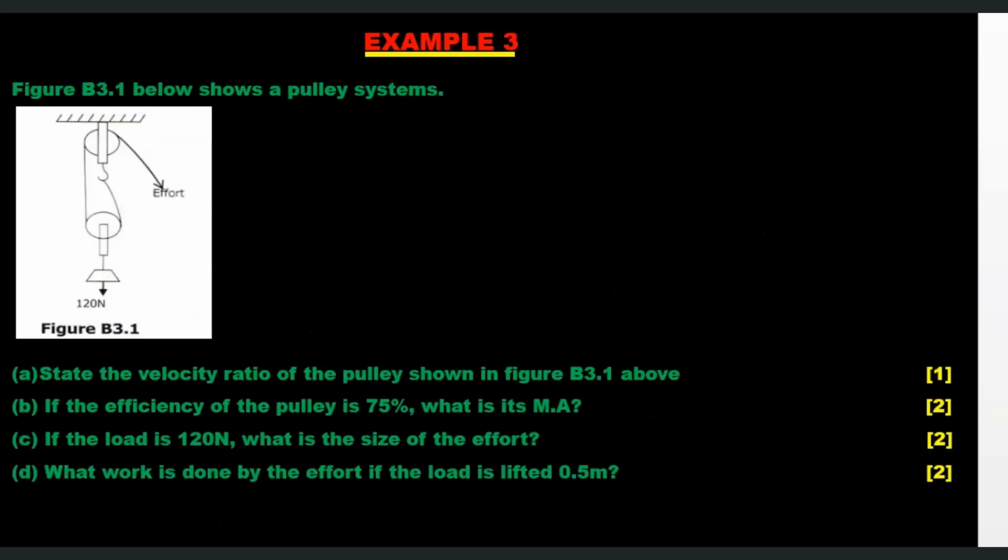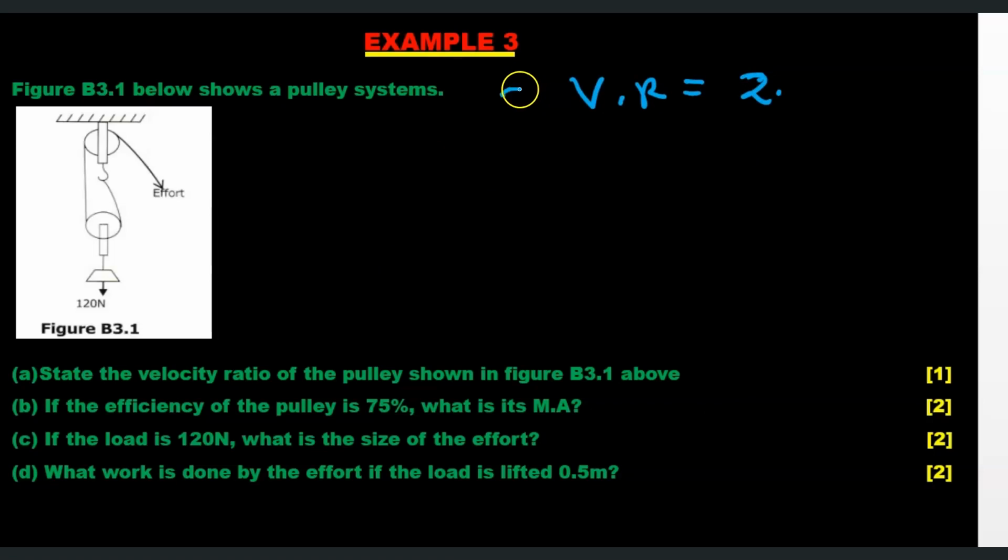Let us look at this example as the final example that we are going to look at. Figure B3.1 below shows a pulley system. The first question is: state the velocity ratio of the pulley shown in figure B3.1 above. So the velocity ratio on the pulley system, we already said that you just count the number of wheels, and therefore the velocity ratio is 2.